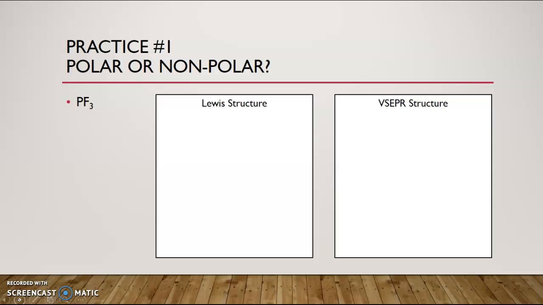Okay, so practice number 1, polar or nonpolar. The first thing I want to see over here is your electron count. Then I want to see your Lewis structure and your VSEPR structure. So take a minute and do that and tell me if it's polar or nonpolar and why.